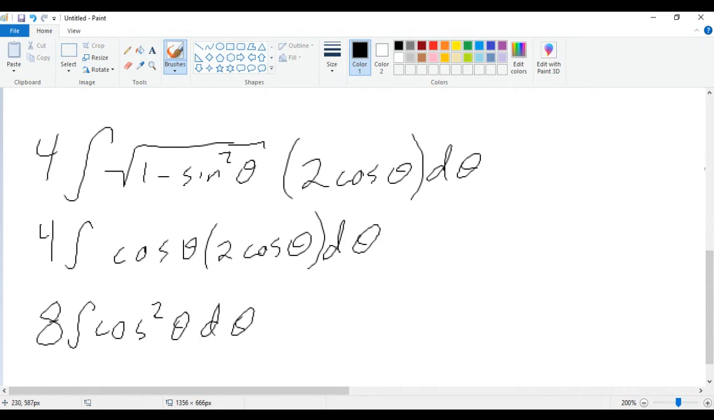Then we need to use a different trig identity in order to reduce this cosine squared theta down to cosine to the first power. And to do that, we'll use one of the trig identities I talked about earlier. That was that cosine squared theta was equal to 1 plus cosine 2 theta divided by 2. And we can take that divided by 2 up front as a coefficient.